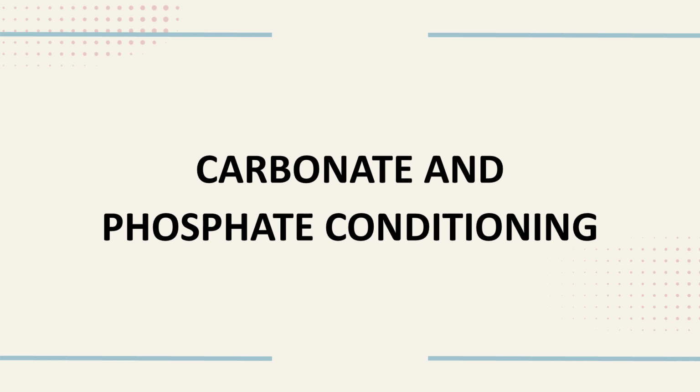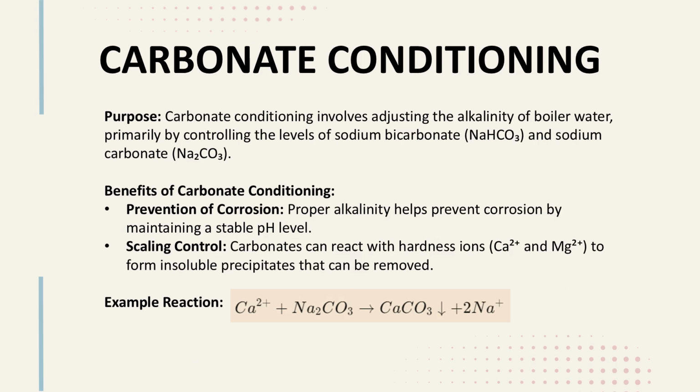Let's move on to carbonate and phosphate conditioning, which are methods used to adjust the water chemistry in boilers and prevent corrosion and scaling. Carbonate conditioning involves the use of sodium bicarbonate and sodium carbonate to adjust the alkalinity of boiler water. Proper alkalinity levels help prevent corrosion by stabilizing pH levels. Additionally, carbonate ions react with calcium and magnesium ions to form insoluble precipitates, which are then removed during blowdown.